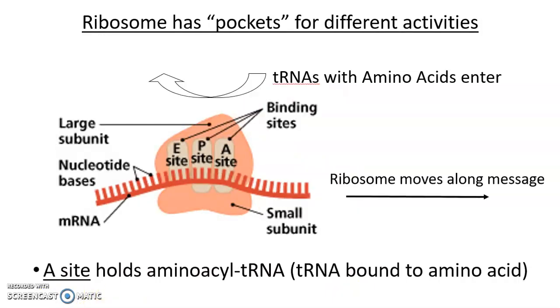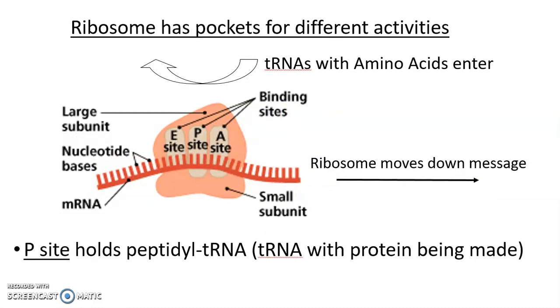But if we look at these different pockets and start to take a look at what activities are associated with them, going from this side, and you'll see why, your tRNAs are going to enter your ribosome through this side over here, carrying the amino acid. So there is our A. The A site holds the aminoacyl tRNA, which has the tRNA bound to that amino acid. And so your tRNAs are going in this direction when your ribosome is going in this direction.